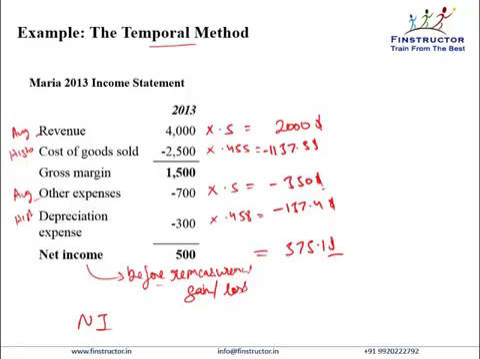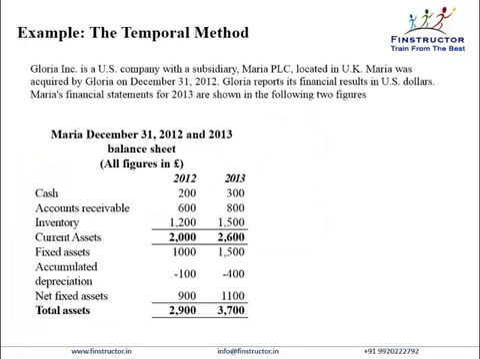So again, let's start with the asset side of the balance sheet. So remember, all monetary assets and liabilities are translated at the current rate. So for cash, we will apply the current rate. Accounts receivable, again the current rate. Inventory, that is a non-monetary asset, will be translated at the historical rate. Fixed assets, again at the historical rate. Accumulated depreciation, again at the historical rate for accumulated depreciation. That will give us the net fixed assets.